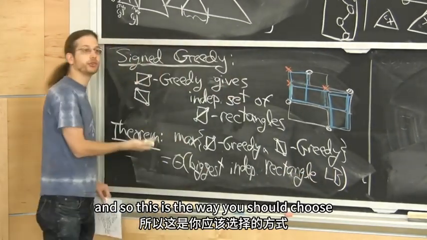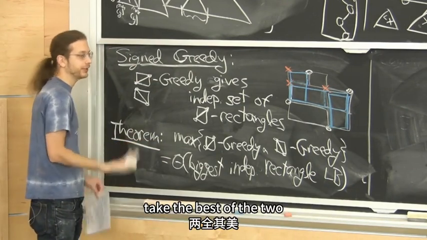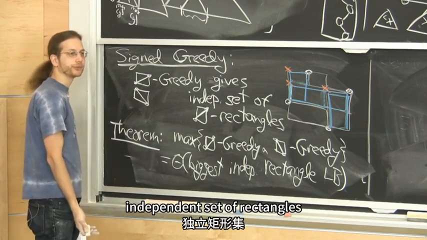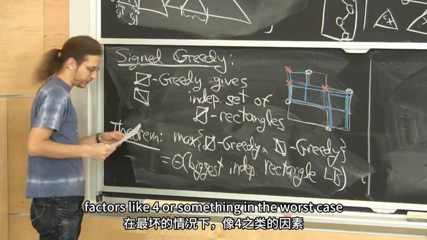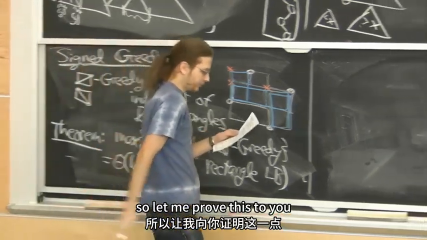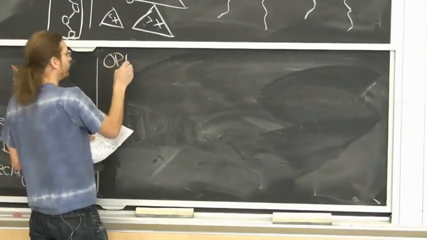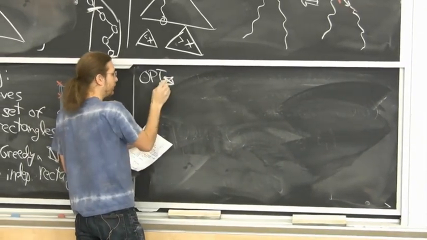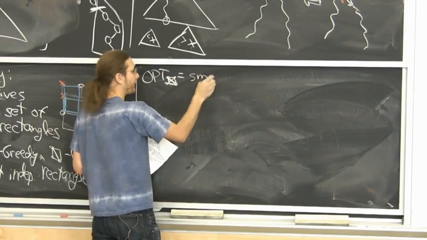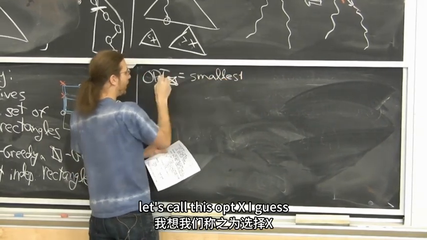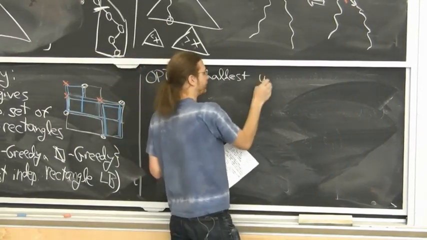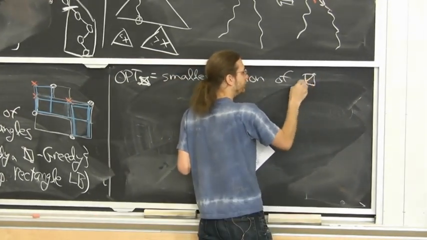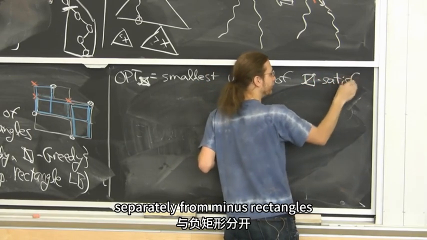And so this is the way you should choose independent rectangles. Run plus greedy, run minus greedy, take the best of the two. That will always be within a constant factor of the best independent set of rectangles. Factors like 4 or something in the worst case. So let me prove this to you. It's kind of a weird argument. I'm going to define a new quantity. Let's call this opt x, I guess. It's sort of like if you consider plus rectangles separately from minus rectangles, which is what we're doing.